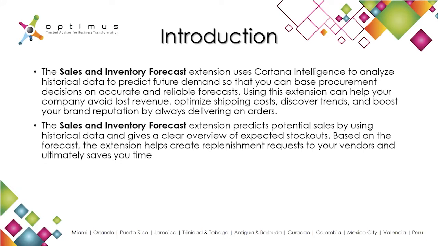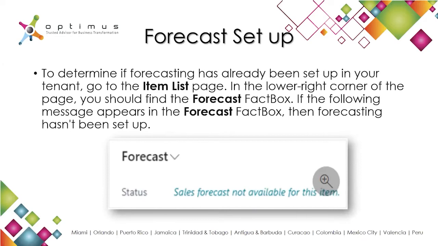So the sales and inventory forecast extension predicts potential sales by using the historical data and gives a clear overview of expected stockouts, like we mentioned. So when we know we won't be able to sell, it's not only about predicting the inventory that we're going to need, but also the sales. Based on this, we are going to have the possibility to create replenishment requests to your vendors and ultimately save you time. So let's just go there.